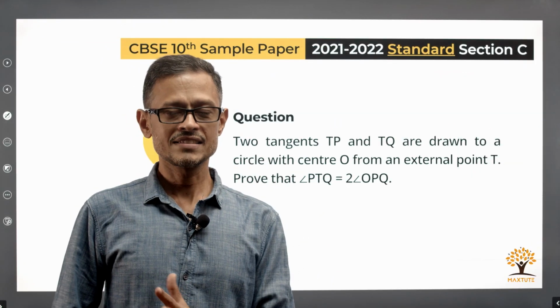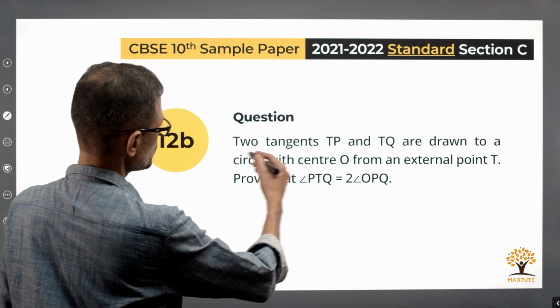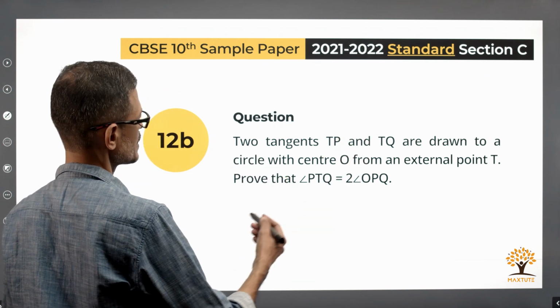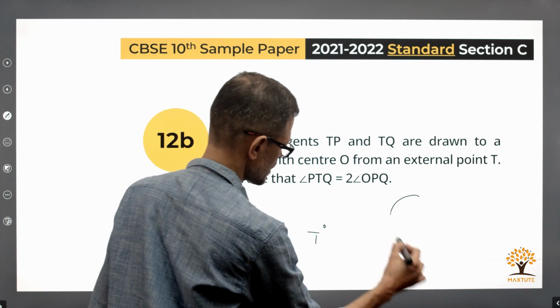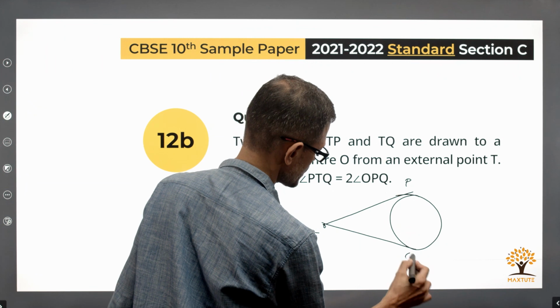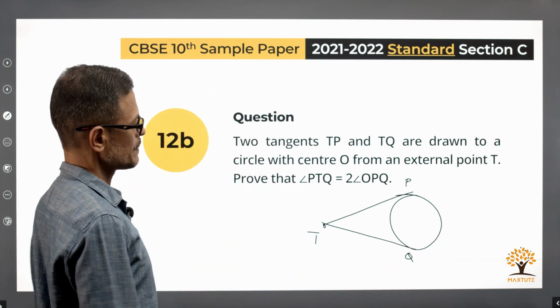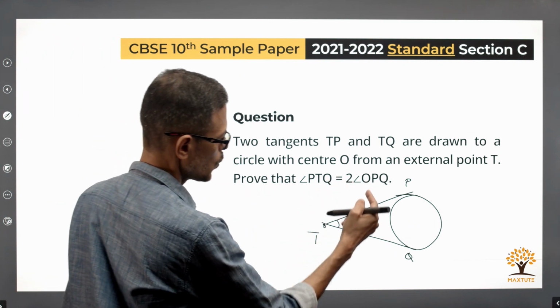This question, as I mentioned, has an internal choice. This is the option that we have as a second option, right? Two tangents TP and TQ are drawn to a circle with center O from an external point T. So let's quickly draw: this is point T, the circle that we have here. TP and TQ are the two tangents we have drawn. Prove that angle PTQ is equal to 2 times angle OPQ.